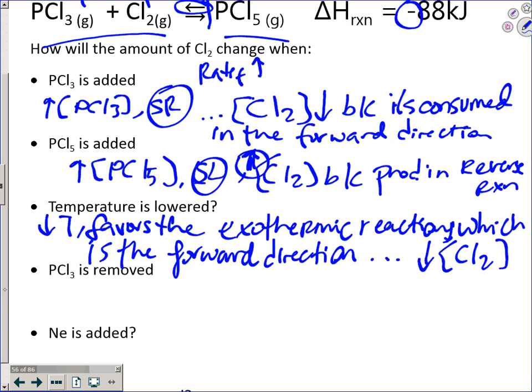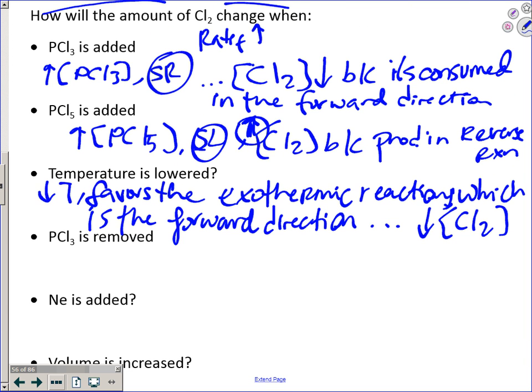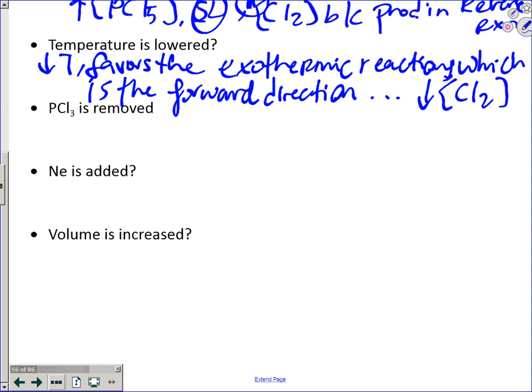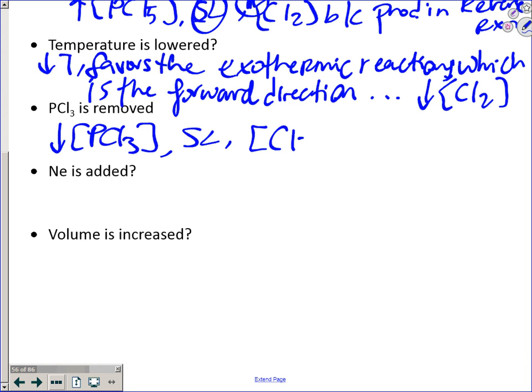Okay, keep going. PCl3 is removed. Which way does it shift? To decrease a reactant species, we'll shift left, and what will happen to chlorine? It will increase because we're shifting towards it, we're producing it. Neon gas is added. No shift because it is an inert gas, good.